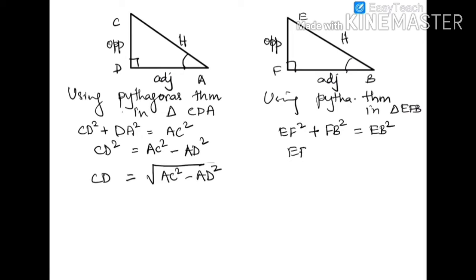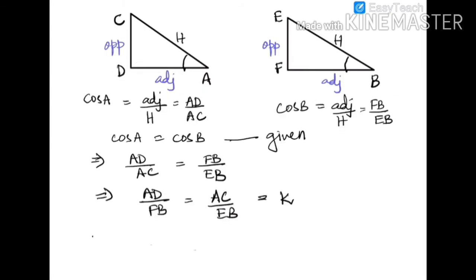Since we have to find EF square, we'll take other terms to the other side. So we get EF square equal to EB square minus FB square. Taking square root, EF is equal to square root of EB square minus FB square.